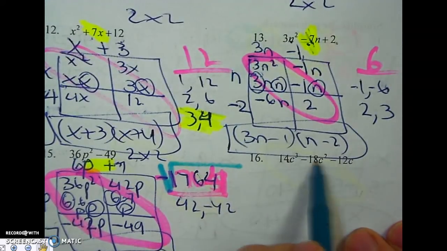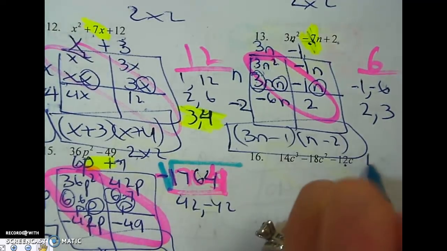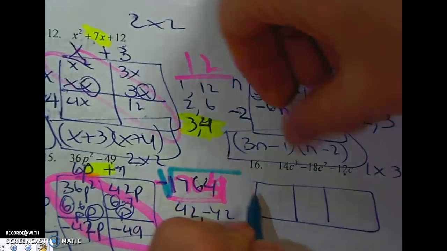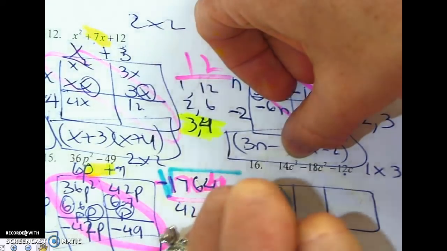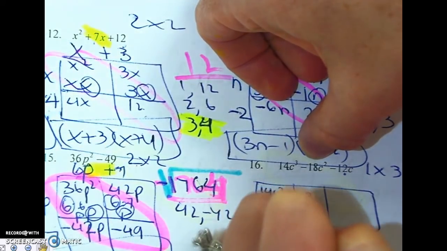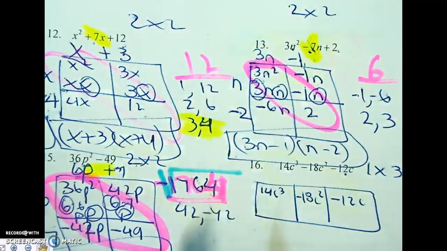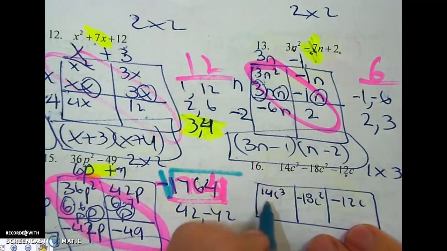First thing to do is look to see if they have something the same. They do. It's a 1 by. This is when I'm going to fill up the baskets. I probably should have made it bigger. 14C cubed minus 18C squared minus 12C. I notice all those numbers are even, and so they divide by 2.